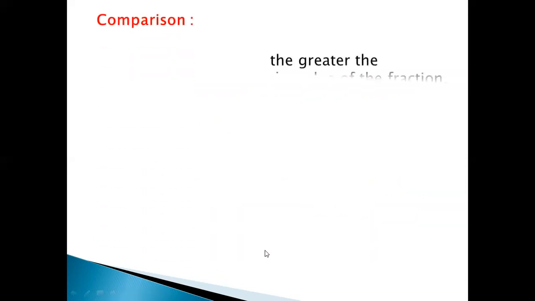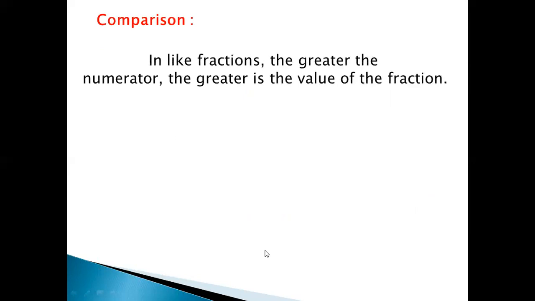How can we compare two fractions? In like fractions, the greater the numerator, the greater the value of the fraction. Look at this one. This is 4 over 8 and 3 over 8. Denominators or lower numbers are the same. So these are like fractions. So in like fractions, if your numerator is greater, then your fraction is greater. So this is the greater fraction. Okay. This is the smaller one. So put the symbol accordingly.